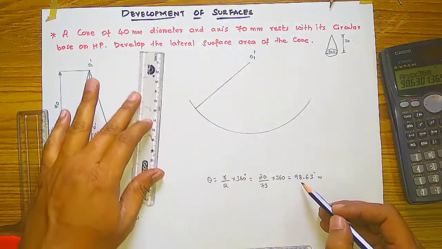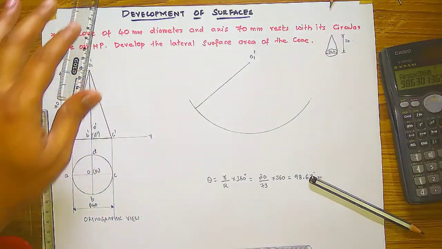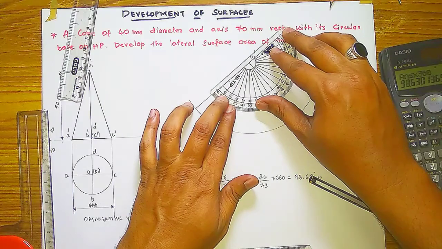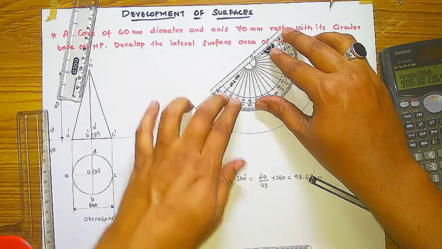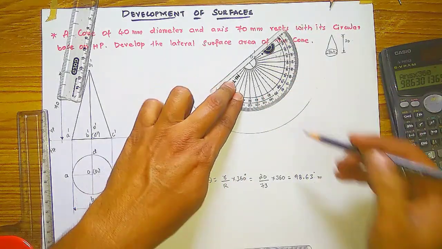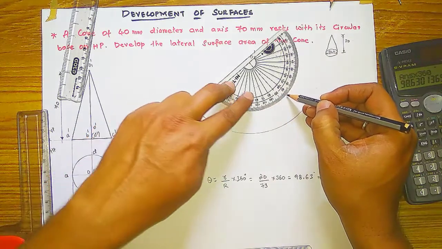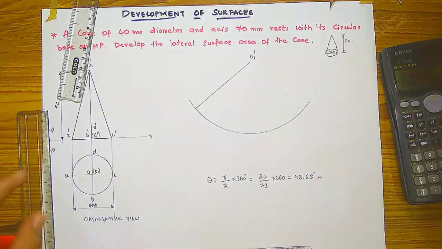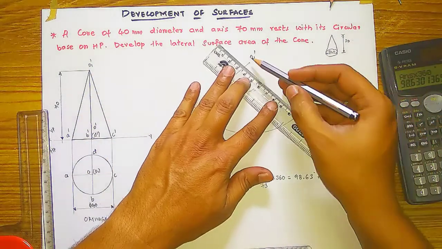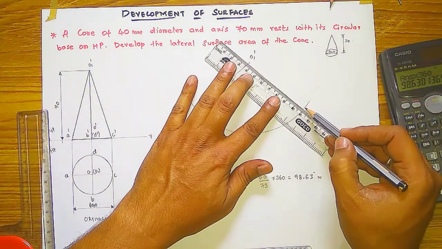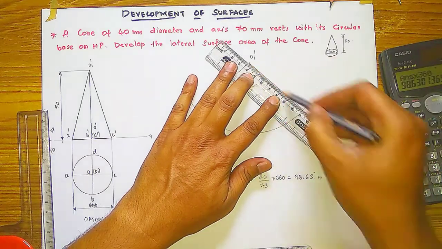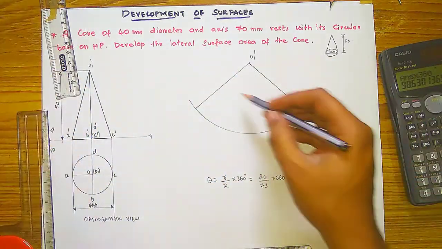Then after, 98.63 means with your protractor, keep your protractor on this line and take 98.63 degree. 98 means 90, 98.63, 90 or 98 I am taking. So with these 2 points join the line like this, okay. The whole angle you have created.